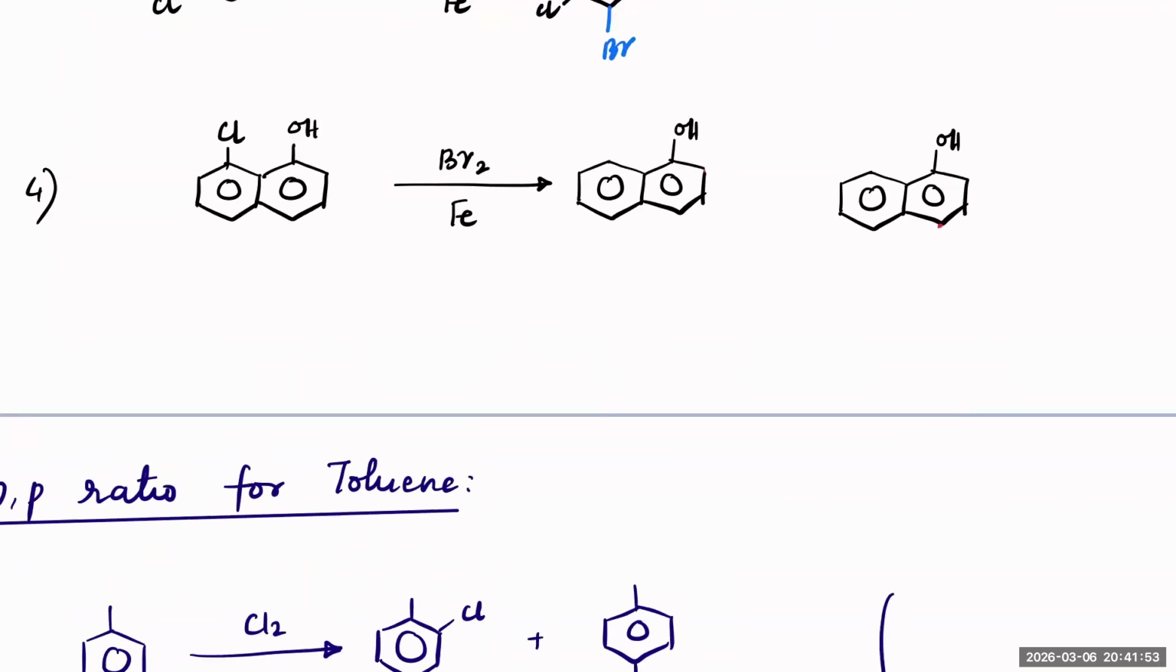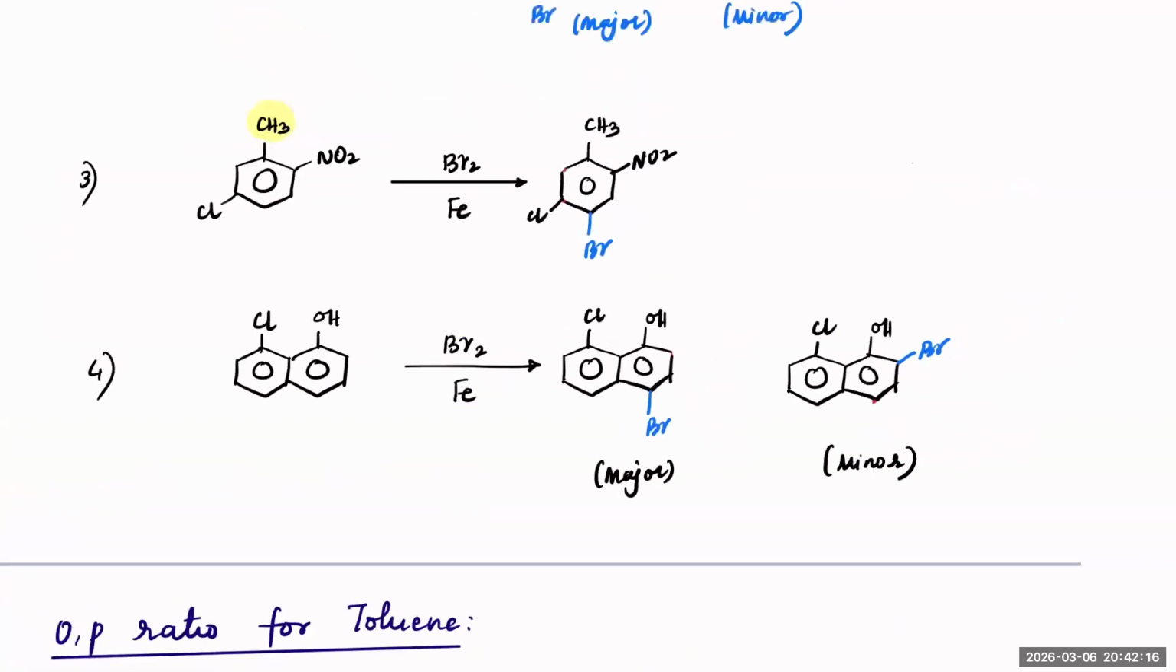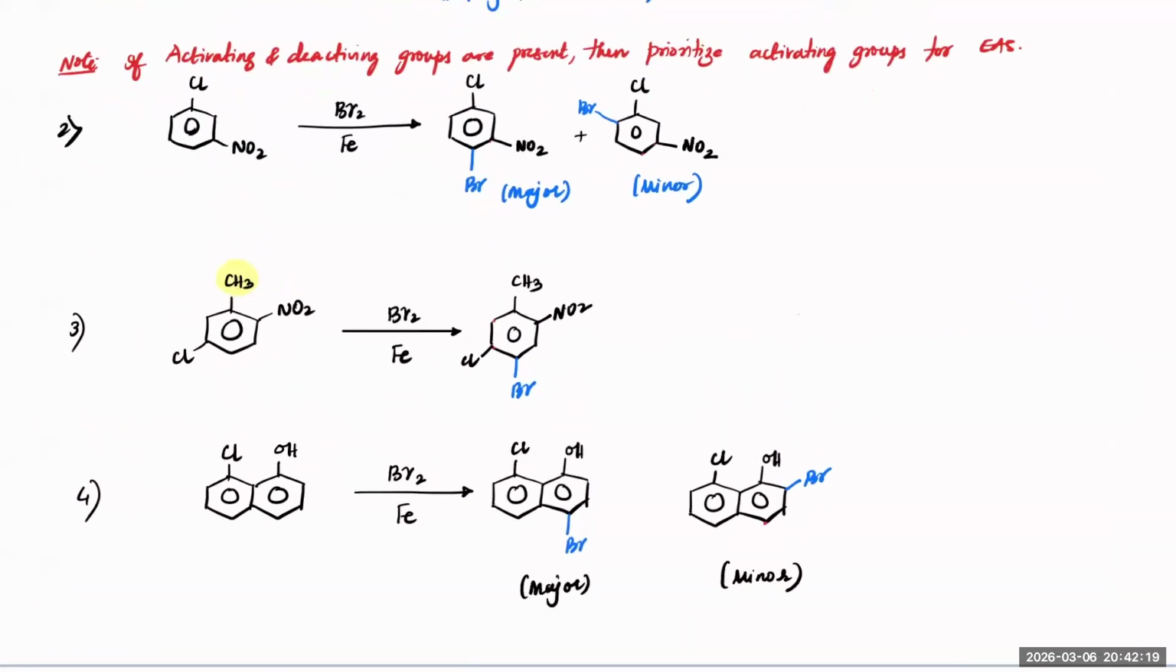Next, I have one group which is deactivating, one group which is activating. So always listen to the activating part. So bromine will come here, bromine will come here, keeping the chlorine intact at the same position. Hence, this will be the major and this will be the minor product. Right? This is what we need to learn from activating and deactivating cases. Clear? So I think this part is understood by everybody. That is how we need to check these cases.